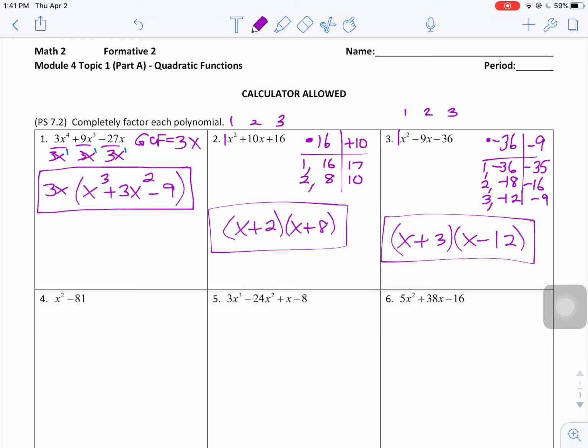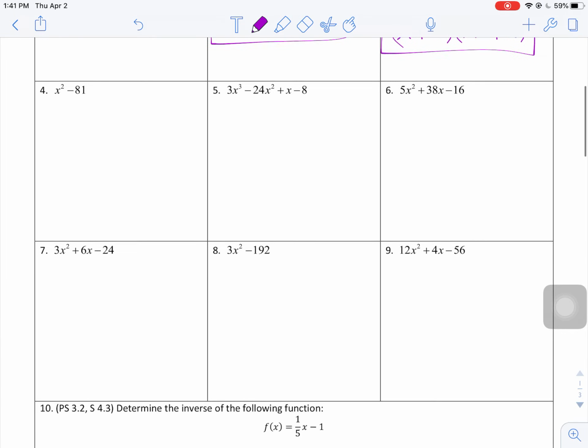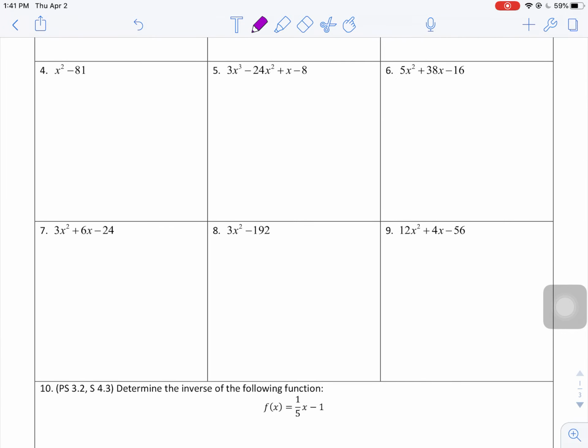Remember, if you multiply your answer back out, you should get what you started with. So you could always check. Number 4, is there a GCF other than 1? No. How many terms do we see? 2, so it's a binomial, and it's subtraction.